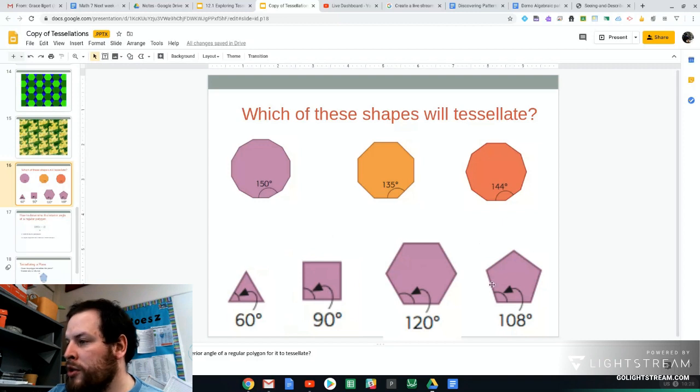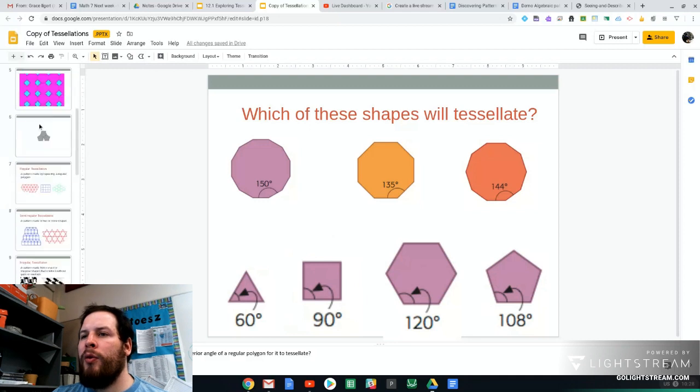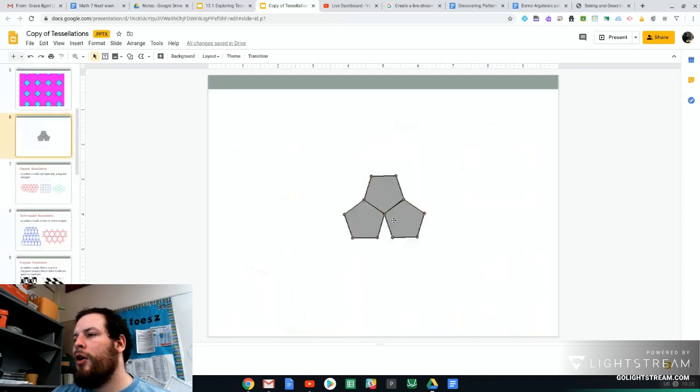And I could physically do these. And then pentagon will not, because 108 times 3 is 324, or 432 if you have 4 of them. So this does not add up to 360. So a pentagon will not tessellate the plane. And we saw that earlier in this slide right here, where 3 pentagons will not tessellate the plane.